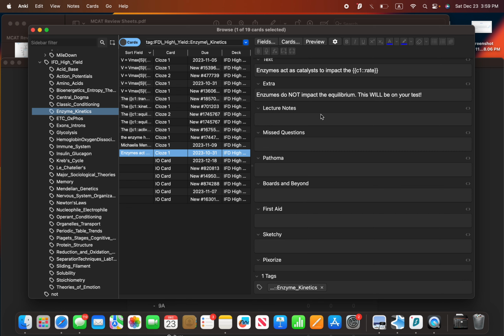Enzymes act as catalysts to impact the rate of the reaction. The enzymes do not impact the equilibrium. This will be on your test. It's always on the test. Enzymes do not impact the equilibrium. So the balance, equilibrium of a reaction is not affected by enzymes.